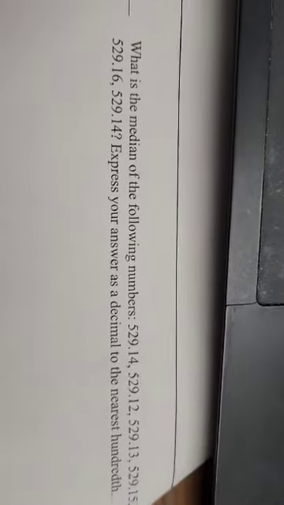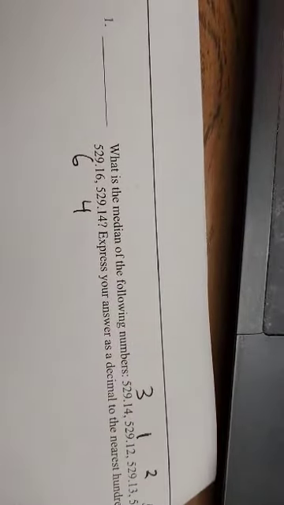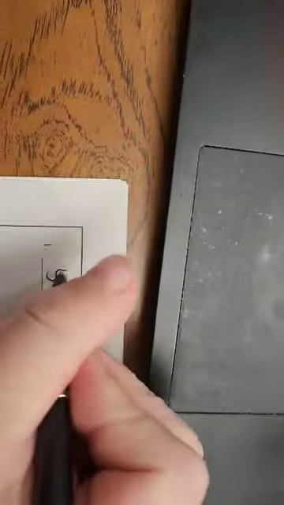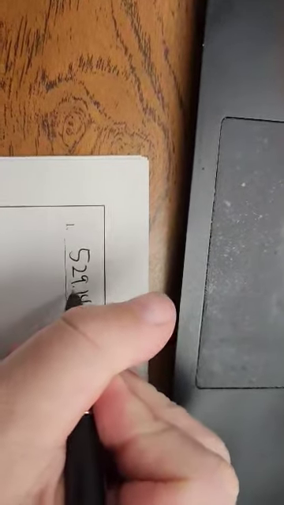So let's see what we got here. The smallest number appears to be 529.12. Then 529.13 is second. The third one is 529.14, but they also have a fourth one that's 529.14. And then the 1.5 is fifth, and the 1.6 is sixth. But anyway, the 2 numbers in the middle are both 529.14. So if I add them up and divide by 2, I'd still get 529.14.